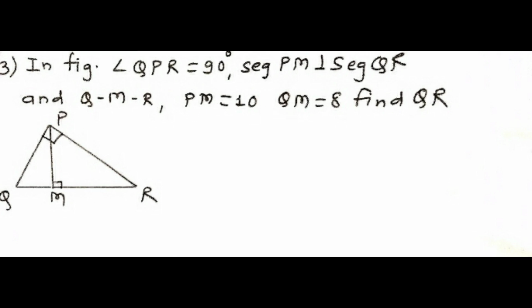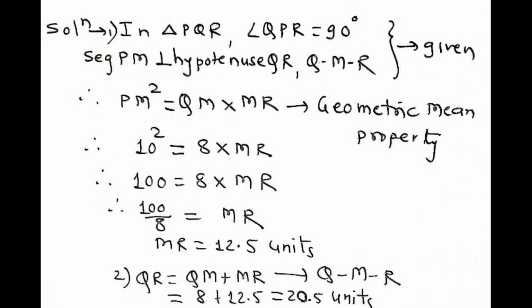Question number 3. In the figure, angle QPR is equal to 90 degree, segment PM is perpendicular to segment QR, Q-M-R. PM is 10, QM is 8, find QR. Again here, the altitude is drawn on the hypotenuse, so we'll use the geometric mean property.